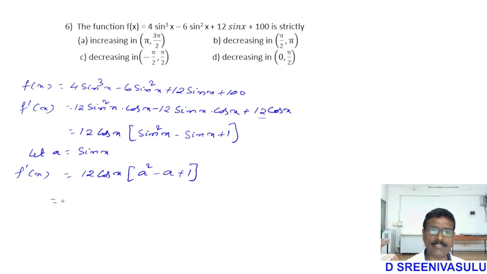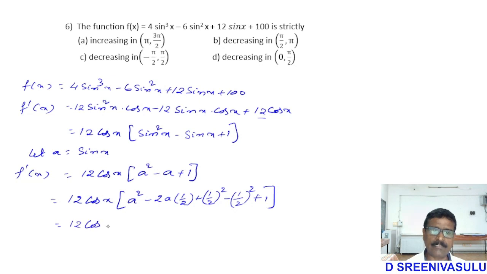Make it complete square. 12 cos x, a square minus 2ab required. 2ab is 1 by 2, I am taking 2 and 2 get cancelled, a will be here. b square means plus 1 by 2 whole square. We are adding plus 1 by 2 whole square, subtract also minus 1 by 2 whole square. Plus 1 is here. This is equal to 12 cos x, a minus 1 by 2 whole square, minus 1 by 4 plus 1, plus 3 by 4.